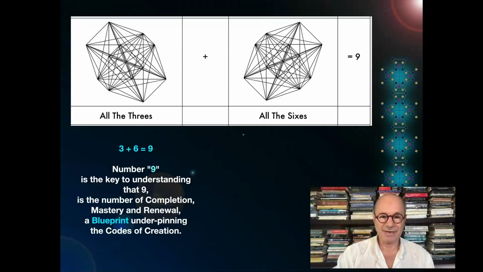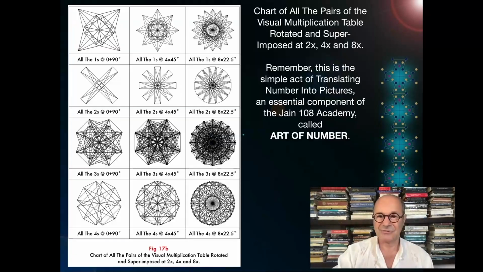So there's the 3s and the 6s. These are blueprints of creation, codes of creation. And then if we keep rotating the 3s and the 6s, if we rotate them more and more, we get these exquisite, exotic patterns just by the art of rotation.